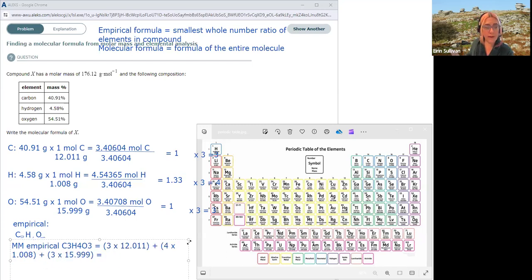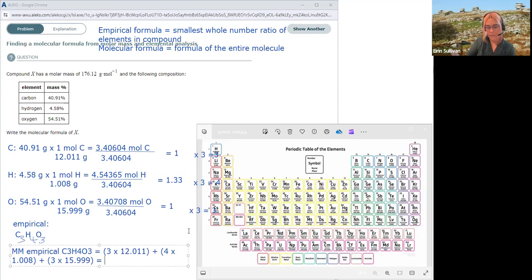I'm going to have to pick up my calculator. What have we got? 3 times 12.011 plus 4 times 1.008, plus 3 times 15.999 equals 88.062 grams per mole. So now compare it to this one up here. This is our molar mass. One thing is not like the other, okay?